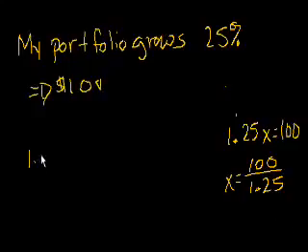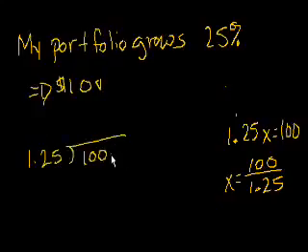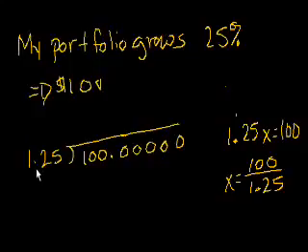So we say 1.25 goes into 100.00. I'm going to add a couple of zeros. I don't know how many I'm going to need. I probably added too many. If I move this decimal over 2 to the right, then I need to move this one over 2 to the right. Right? And I say, well, how many times does 125 go into 100? None. How many times does it go into 1,000?